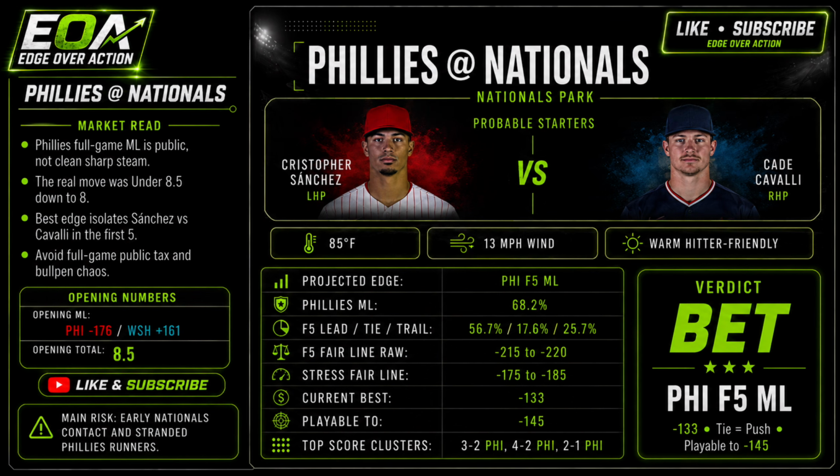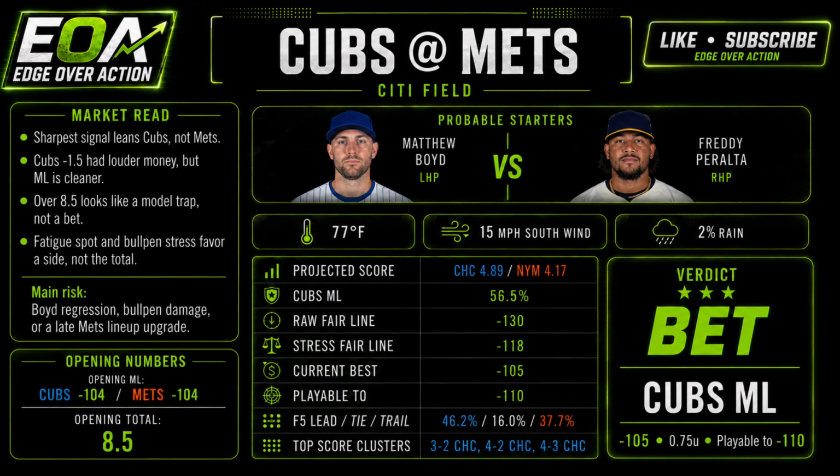Absolute ceiling around minus 155, and pass at minus 160 or worse. All right, next game, Cubs at Mets. The sharpest looking money was on the Cubs side. The Cubs had 56% of bets and 63% of the money, and the line moved toward Chicago. That is not massive steam, but it is real resistance against the Mets as the home side.